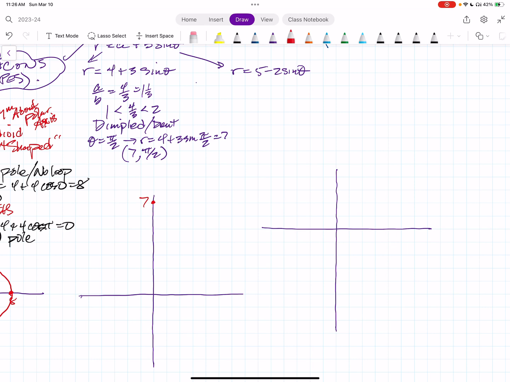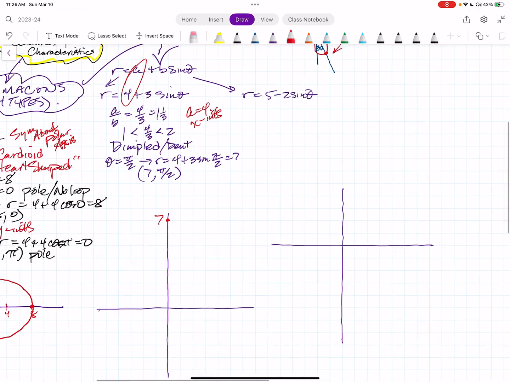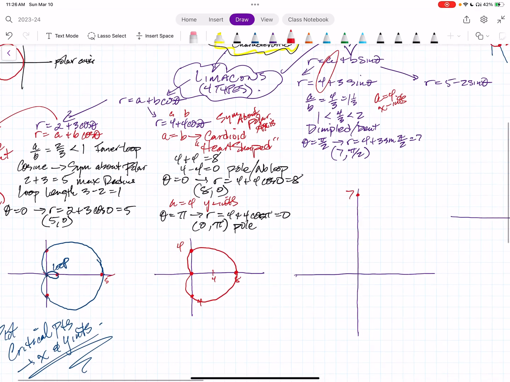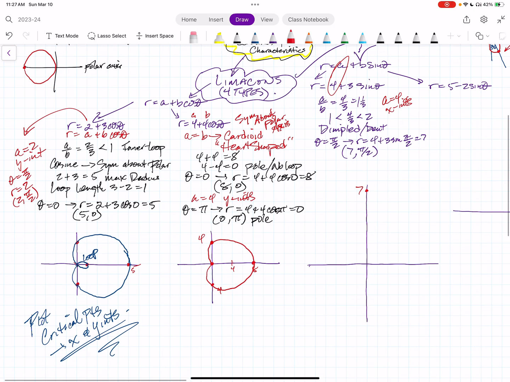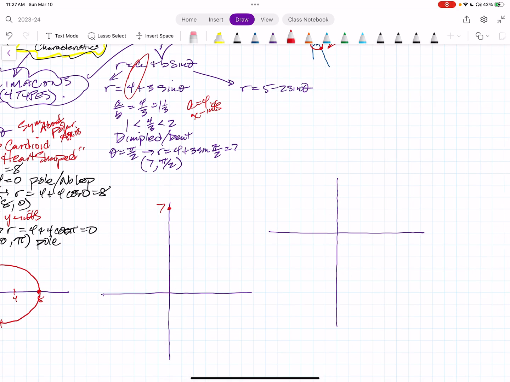That's 7 comma pi halves. Now in this case, a is 4, and when a is 4, we're talking about the x-intercepts now, so it changes from the previous two. On the previous two functions, a represented y-intercepts, as noted in the first one. When you switch functions, a now becomes the x-intercepts. So you go left 4, right 4, and you can get that by substituting in 0 and pi.